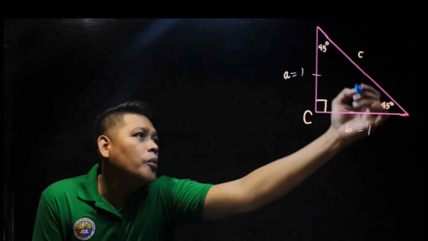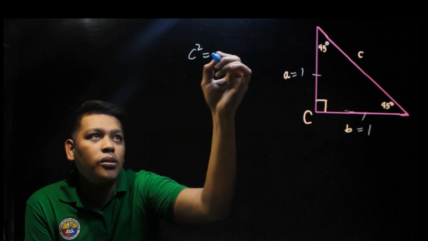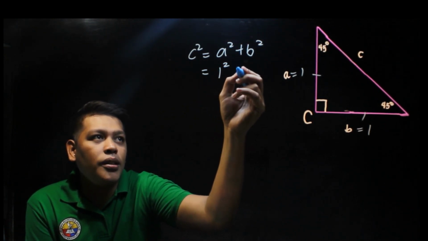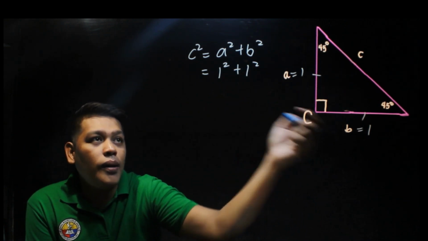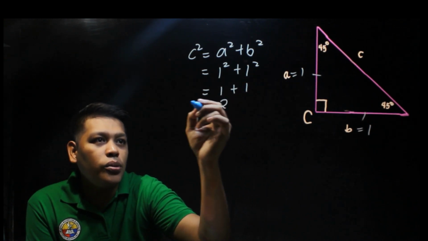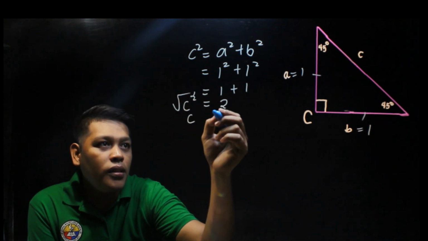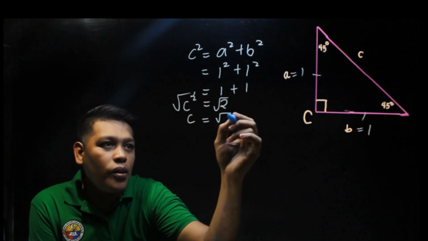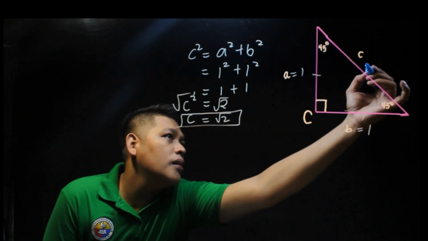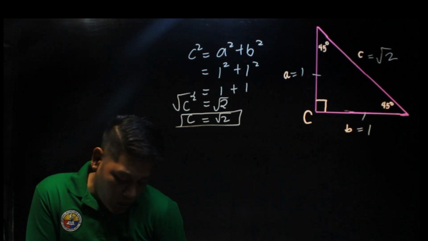So, we were looking for the value of C. Again, from Pythagorean theorem, no? C squared equals to A squared plus B squared. So, A squared is 1 squared plus 1 squared. So, equivalent to 1 plus 1. So, equivalent to 2. So, C squared is equivalent to 2. So, C square root, no? Square root. So, C is equivalent to square root of 2. So, this is the longest side, square root of 2.